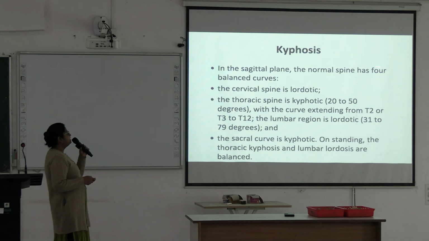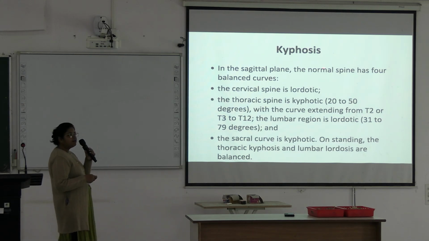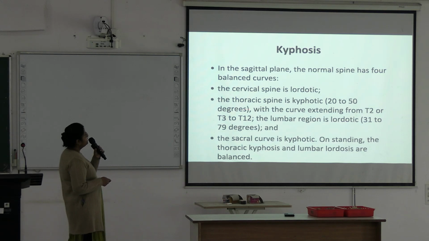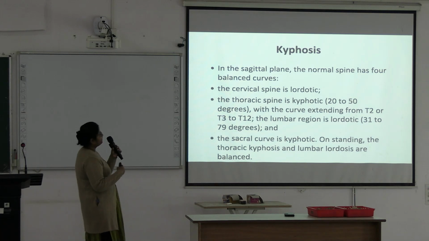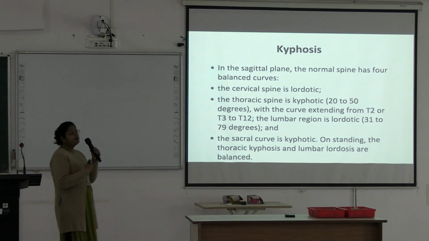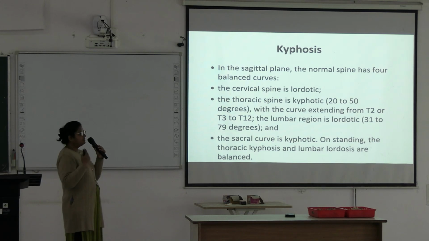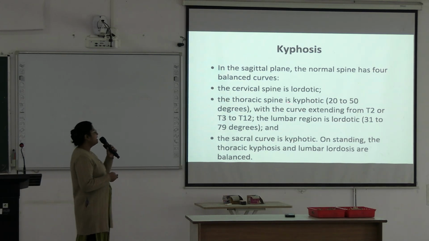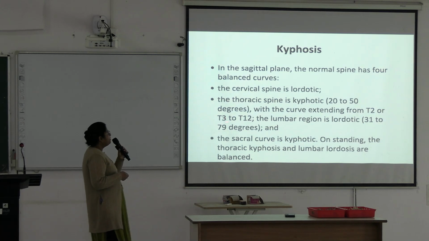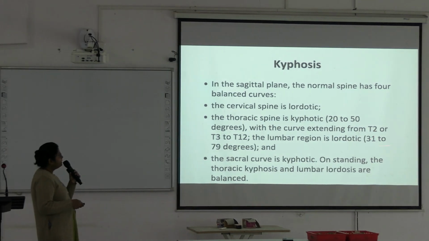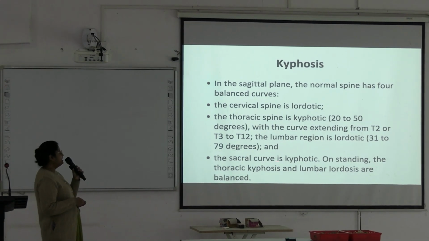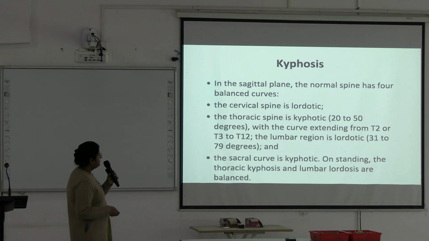Kyphosis is in the sagittal plane. The normal spine has four balanced curves. The cervical spine is lordotic, the thoracic spine is kyphotic. Kyphotic means there is concavity in front and convexity posteriorly, with the curve extending from T2 or T3 to T12 level. The lumbar region is lordotic, that is 31 to 79 degrees, and the sacral curve is kyphotic. On standing, the thoracic kyphosis and lumbar lordosis are balanced.